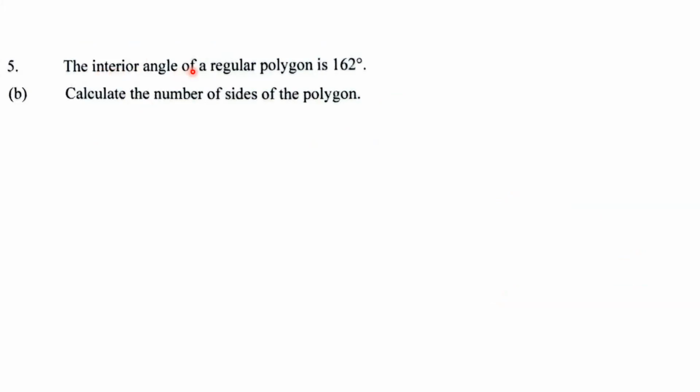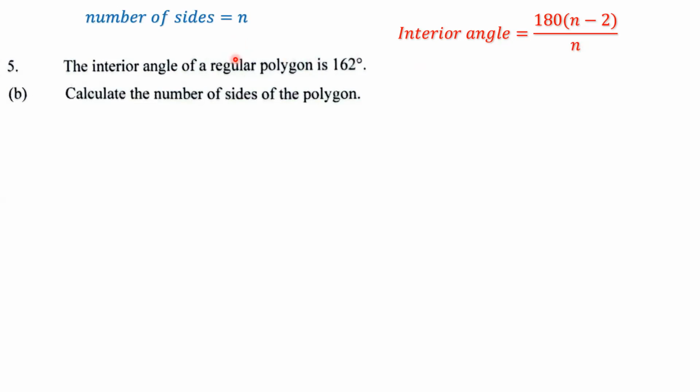This one says the interior angle of a regular polygon is 162 degrees. It says calculate the number of sides of the polygon. So here they gave us the interior angle, and now they want us to find the number of sides. And so here we have a useful formula that we can use. It says that the interior angle is equal to 180 degrees, open bracket, n minus 2, close bracket, all over n, where n is the number of sides. And so we have to find the number of sides. We know that the interior angle is 162 degrees, so we're going to substitute the 162 for the interior angle.